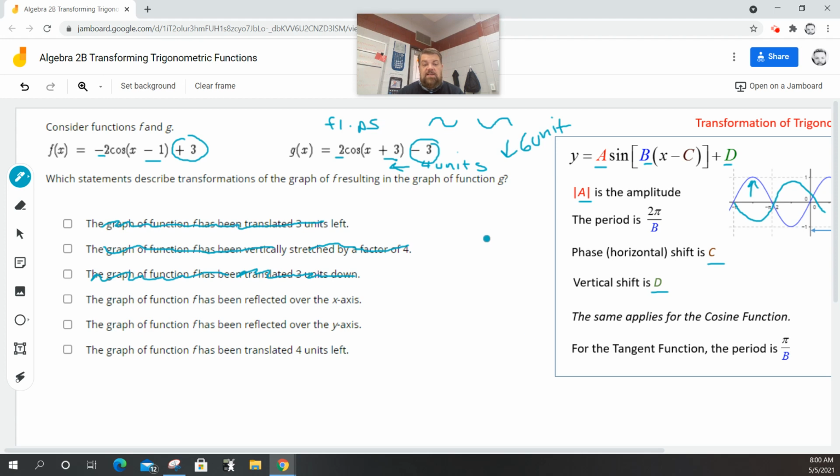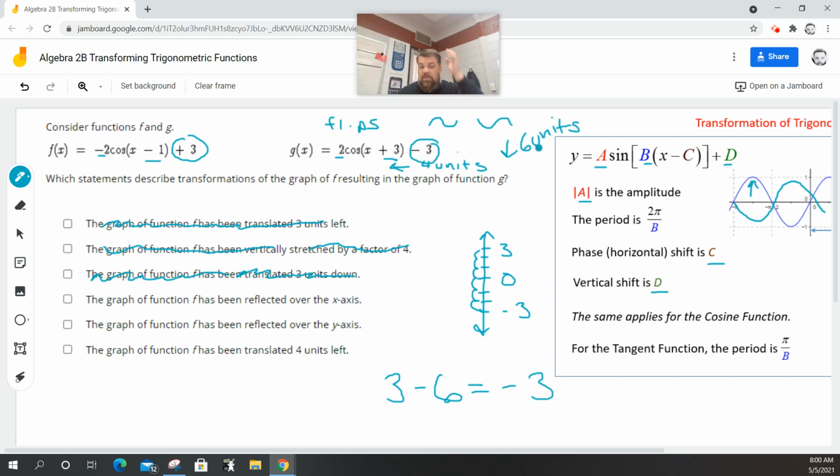And if that doesn't make sense, let me show you. If you think on a number line, this is 0, and we're at 3. To get to -3, you had to go 1, 2, 3, 4, 5, 6. In other words, 3 minus 6 equals -3. So we went down 6 units.